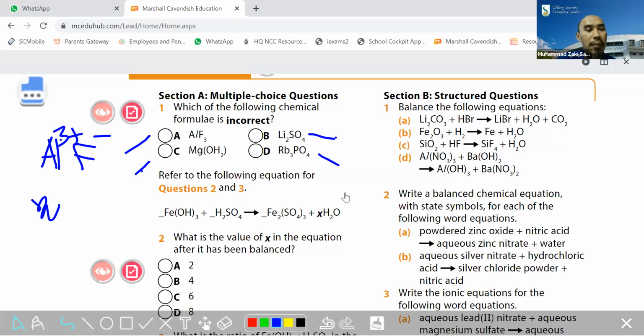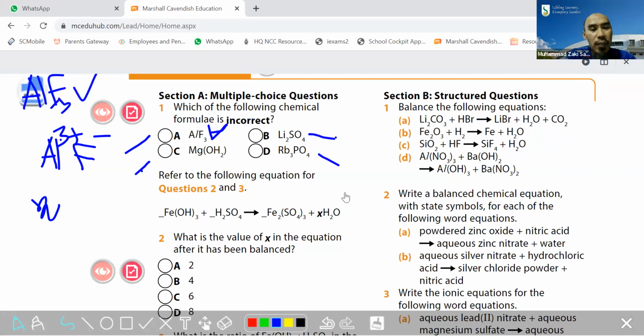You have to memorize the table. You see the valencies are different, so you need to cross multiply, and it becomes AlF3. This is the correct one. Sorry, this is a bit messy. So AlF3 is correct.